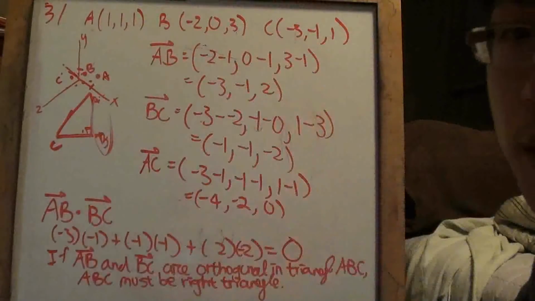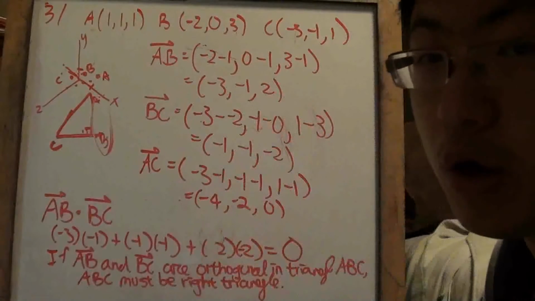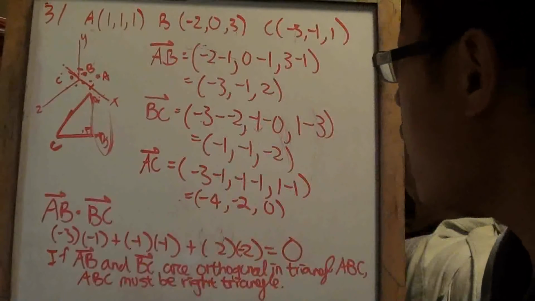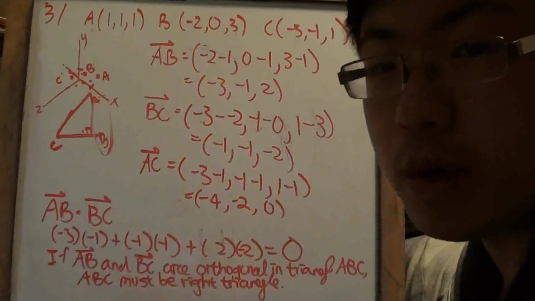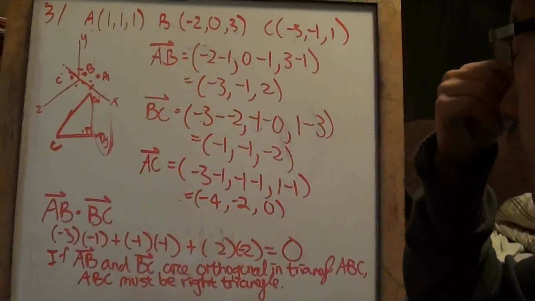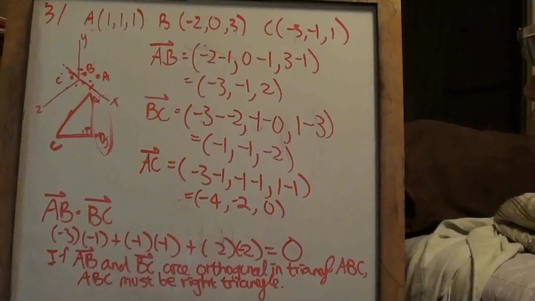So if one of them ends up becoming a 0 when you go through a dot product process, then you should have a right triangle. So, AB, BC, and AC. Those are the only possibilities. There's no other lines that we can possibly draw from these three coordinates. So where do we go from here?